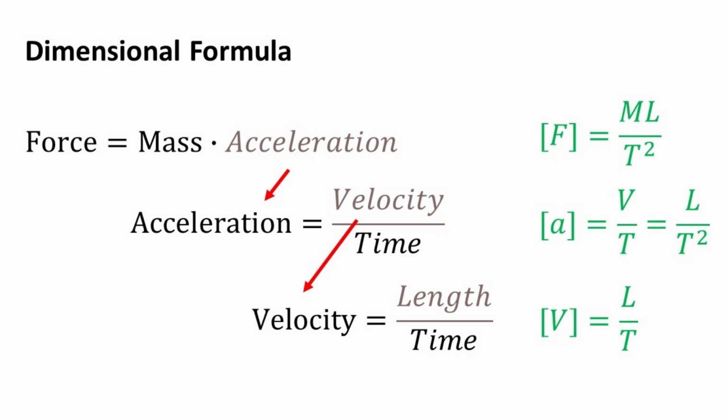Taking the dimensional formula of force for example. Force is defined as mass times acceleration. Acceleration is defined as the velocity over time. Velocity is defined as distance or length over time. Therefore, going backwards, acceleration has a dimensional formula of length over the square of time. And then, force has a dimensional formula of mass times length over the square of time.